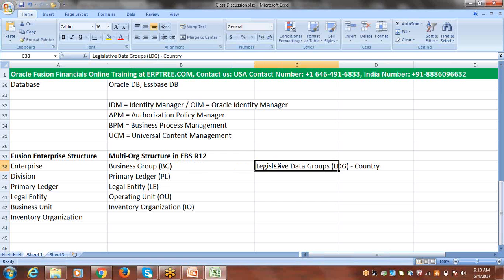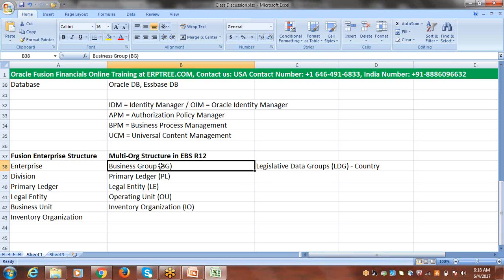So this legislative data group you can compare with EBS. It is more or less equal to the business group concept. Even if you are implementing for 10 countries, you can create only one enterprise in the Fusion environment. And by default, you can see one default enterprise. In EBS also, in a fresh environment, we can find one default business group.